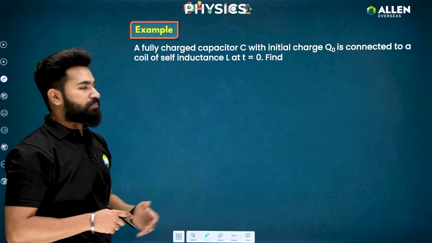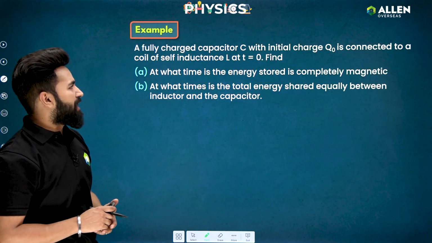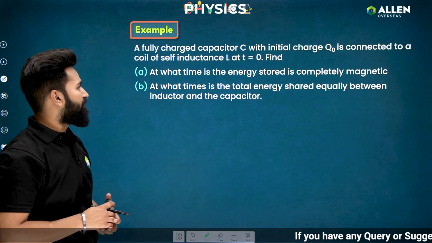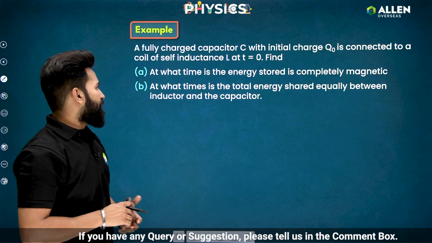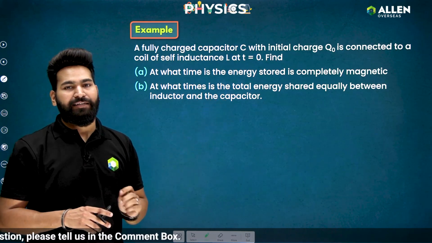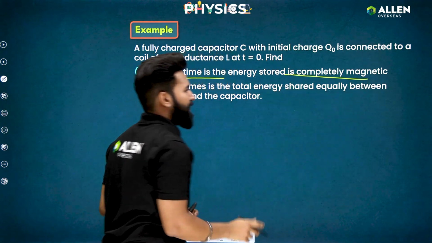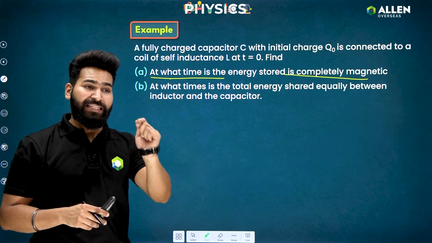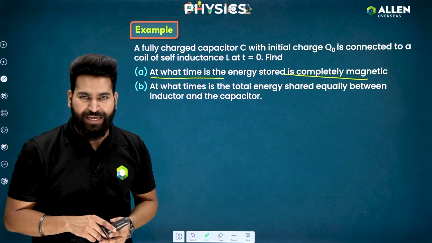Okay, so without any delay, just see this question: a fully charged capacitor C with initial charge Q naught is connected to a coil of self-inductance L at t equal to 0. We have to find at what time the energy stored is completely magnetic. Completely magnetic means at what time the energy will be completely stored in the inductor only. That means there won't be any energy stored in the capacitor.